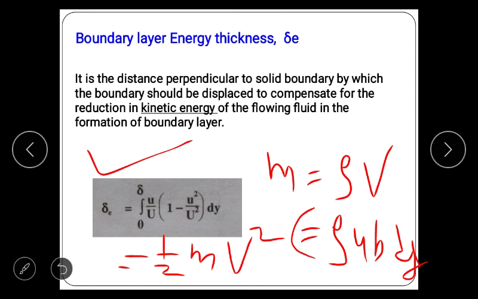It's all about this concept of boundary layer.